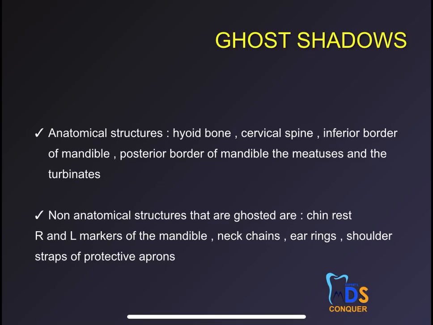So, anatomical structures that are ghosted include the hyoid bone, the cervical spine, the inferior border of the mandible, the posterior border of the mandible, the meatus and the turbinates. And non-anatomical structures that are ghosted include the chin rest, the right and left markers, the neck chains, the earrings and the shoulder straps of the protective apron. So, all these are the ones which appear as ghost images or ghost shadows in an OPG image.